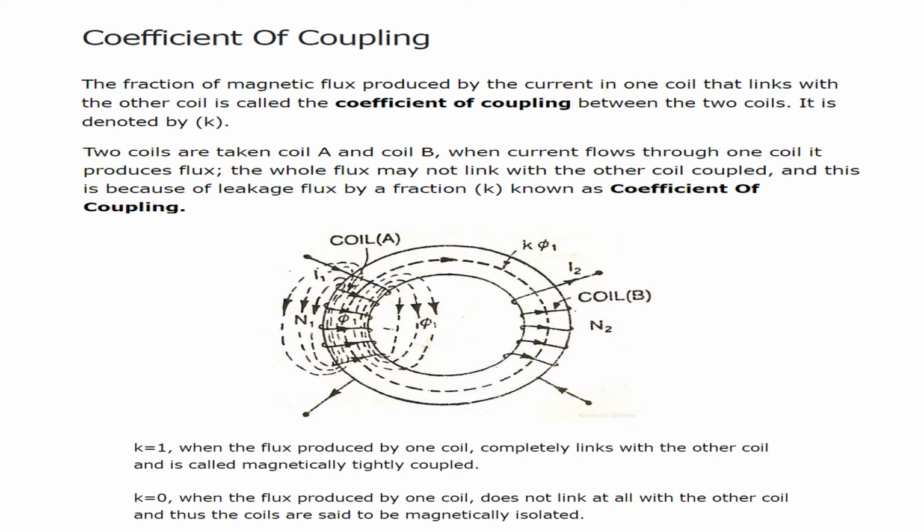If K equals 1, the flux produced by one coil completely links with the other coil, and the coils are called magnetically tightly coupled. If K equals 0, the flux produced by one coil does not link at all with the other coil, and thus the coils are said to be magnetically isolated.